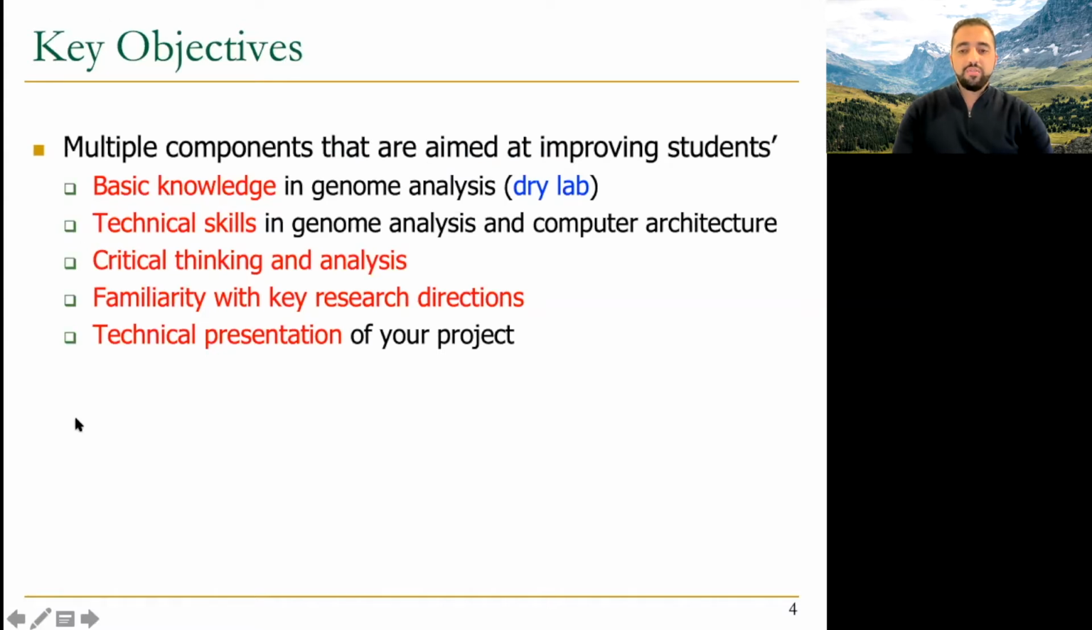What are the key objectives we intend to have in this course? There are multiple components, and all of them, I think, will provide benefits to you. The first thing is basic knowledge in genome analysis. We don't expect, again, you to have any knowledge in this, so we'll provide this basic knowledge for you before you start the project. And that is related to dry lab. What we mean by dry lab is what a computer science, computer architecture or electrical engineering student would do, which is not dealing with molecules or blood samples and so on, but rather just computer algorithms, and then developing architectures that can perform those algorithms quickly and efficiently.